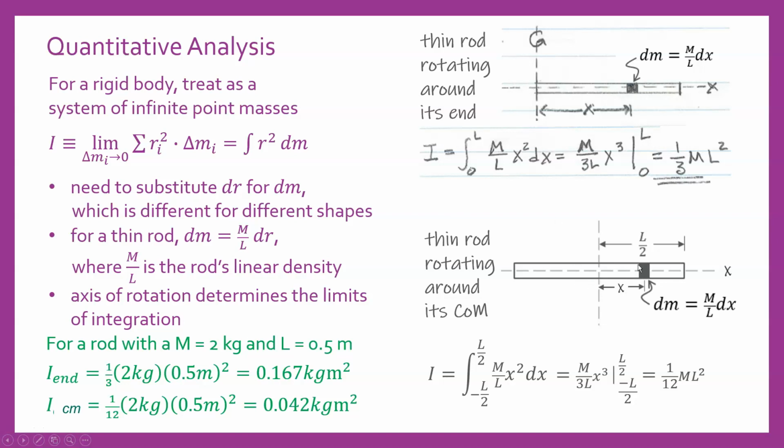And of course, the reason for that is when you rotate it around the center of the mass, the mass on either end isn't distributed that far away from the axis of rotation, compared to when we rotate around the end, then some of the mass is really far away from the axis of rotation, and that makes it harder to rotate.